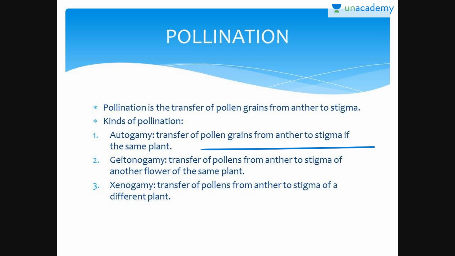In geitonogamy, there is a transfer of pollen from anther to stigma of another flower of the same plant. So the plant is the same, but there are different flowers which make the transfer happen. In xenogamy, there is transfer of pollen from anther to stigma of a different plant. So this is the same plant, this is the same plant but a different flower, and this is a different plant.